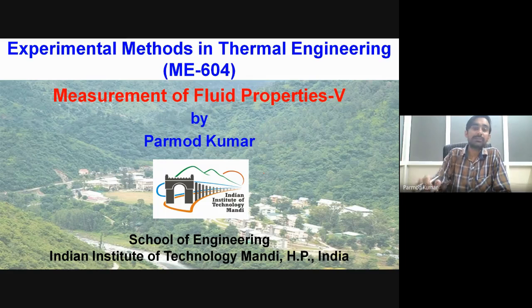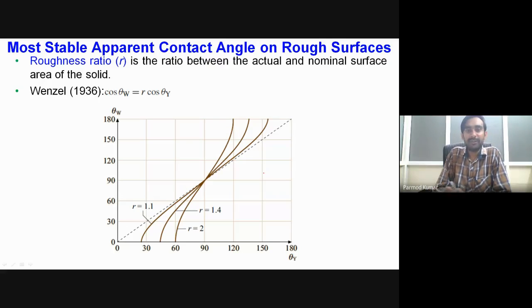So what we did in our previous lecture, as I have already told you, is that we saw the multiple stages of minimum energy, and we also saw the hysteresis value of contact angle. Now, in this section, we will try to find the most stable state for the apparent contact angle, particularly on rough surfaces.